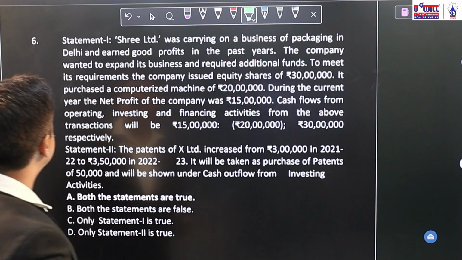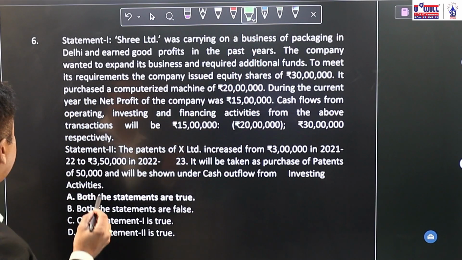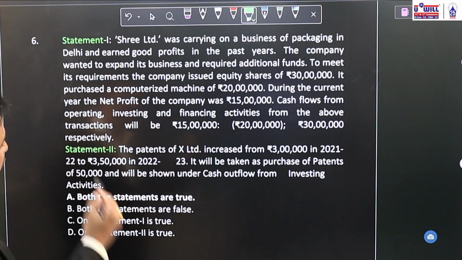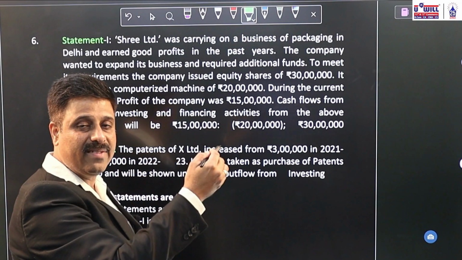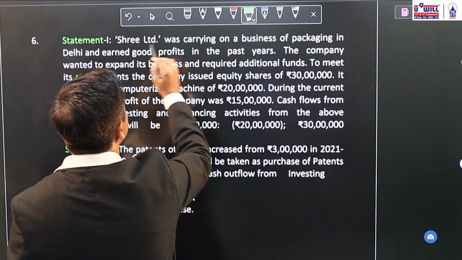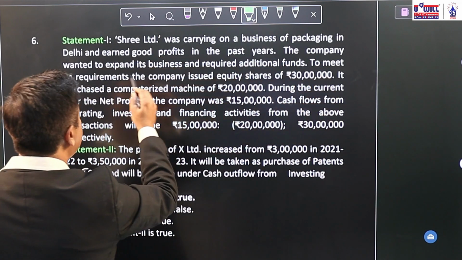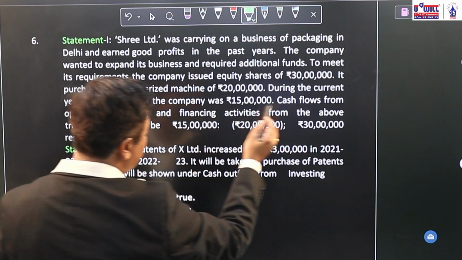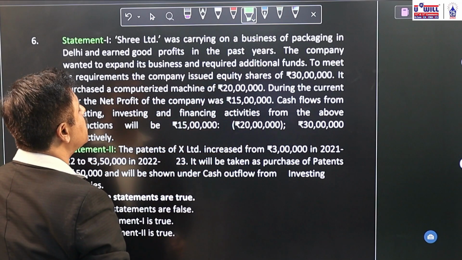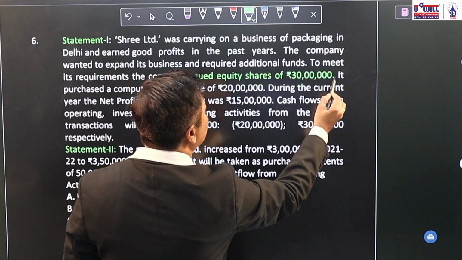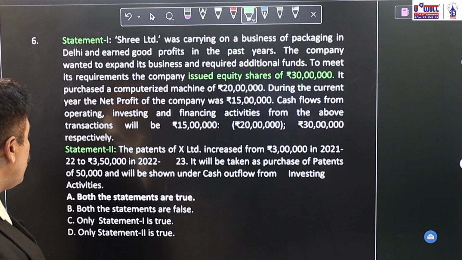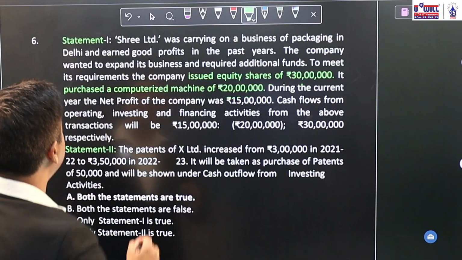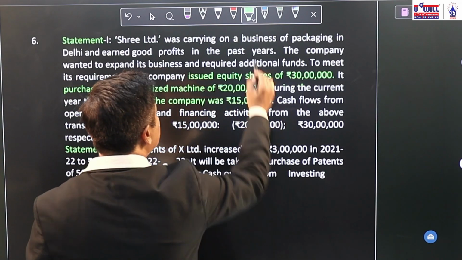Statement 1 is there and statement 2. Two statements are given to you, and based on that we have to identify which are true and false. Let's read both the statements and identify right there whether each is true or false. Shri Limited was carrying on a business of packaging in Delhi and earned good profits in the past years. The company wanted to expand its business and required additional funds. To meet its requirements, the company issued equity shares of rupees 30 lakhs and it also purchased a computerized machine of rupees 20 lakhs. During the year, the net profit of the company was rupees 15 lakhs.